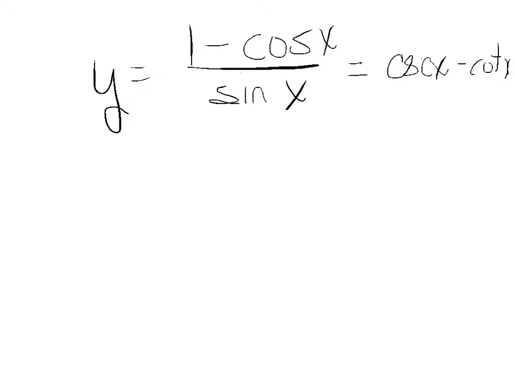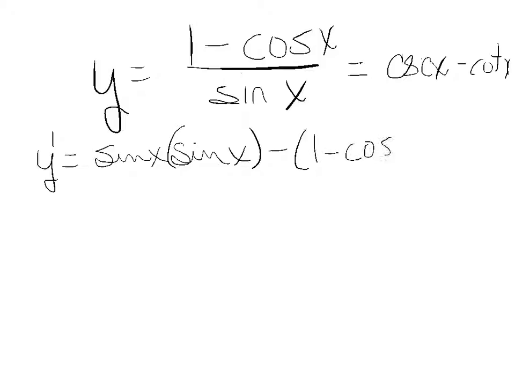I ran out of room there, but we want to take the derivative, and we'll take the derivative the first time using the quotient rule. So if we do that, the derivative is the denominator times the derivative of the numerator. What's the derivative of 1 minus cosine x? Sine x. Minus, because the derivative of a negative cosine is going to be a positive sine.